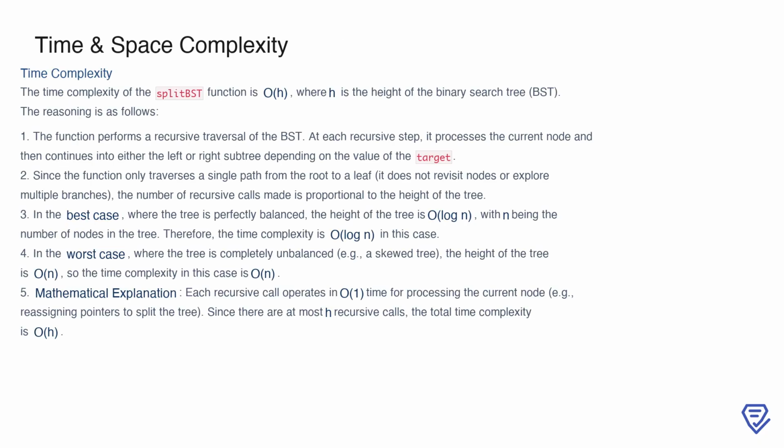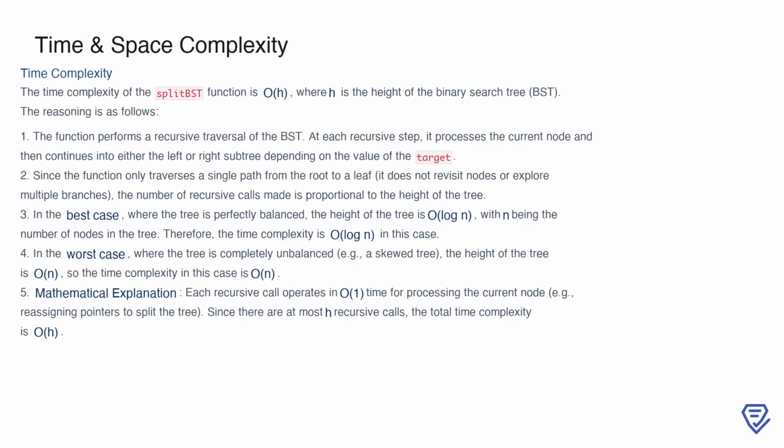The time complexity of the split BST function is determined by the height of the binary search tree, or H. This is because the function performs a recursive traversal, processing the current node and deciding whether to move into the left or right subtree based on the target value. Importantly, it only traverses a single path from the root to a leaf, rather than exploring multiple branches. In the best-case scenario, a perfectly balanced tree has a height of O(log n), where n is the number of nodes in the tree. This means the time complexity is O(log n).